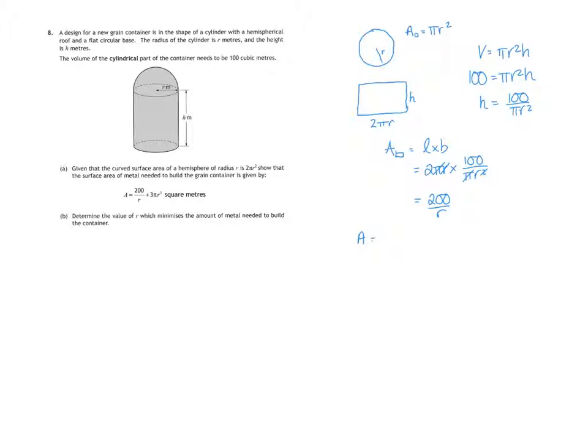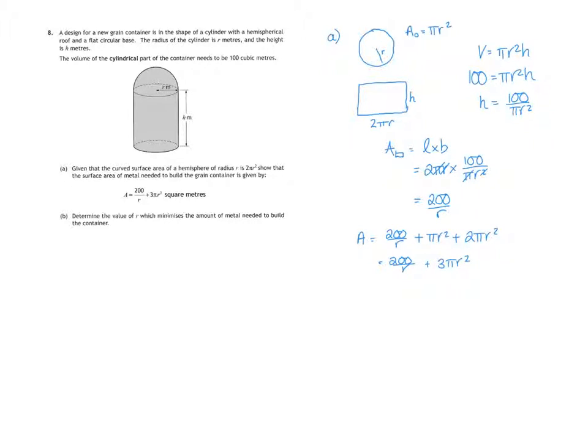So the area is going to be that 200 over r, which is for the rectangle, plus the pi r squared of the bottom, plus the 2 pi r squared for the hemisphere, which gives us the 200 over r plus 3 pi r squared that we were looking for. Right, so that's part A done.